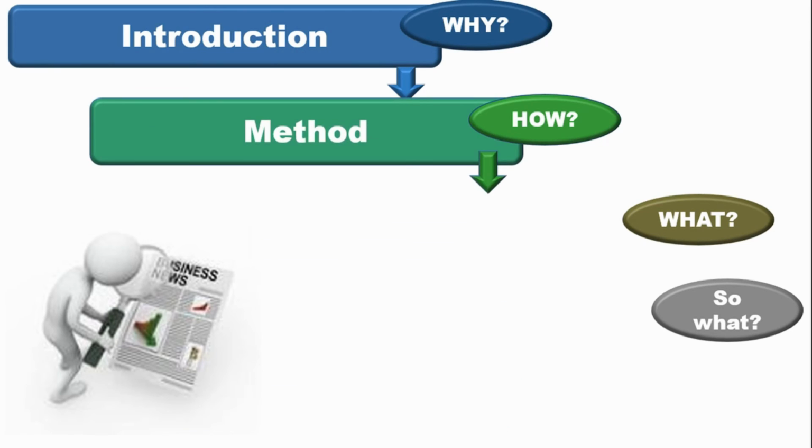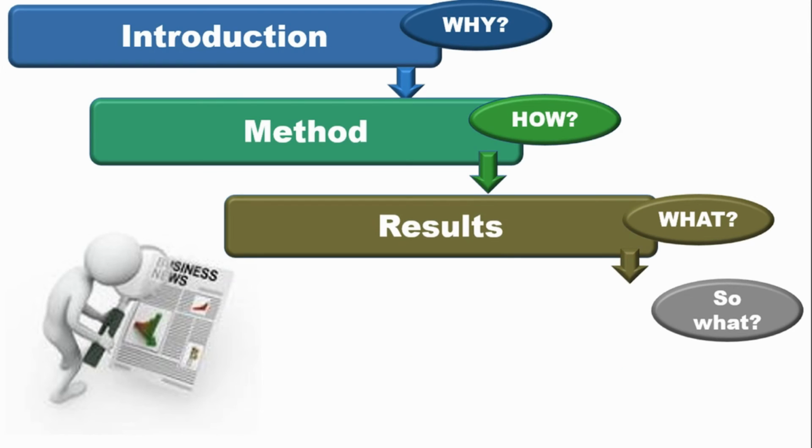Second section is methods. Author tell how he conduct his study. What did the author do to answer the research question. Third section is the results. What was the result of the experiment? What was the answer to the question? This is often shown in tables and figures.